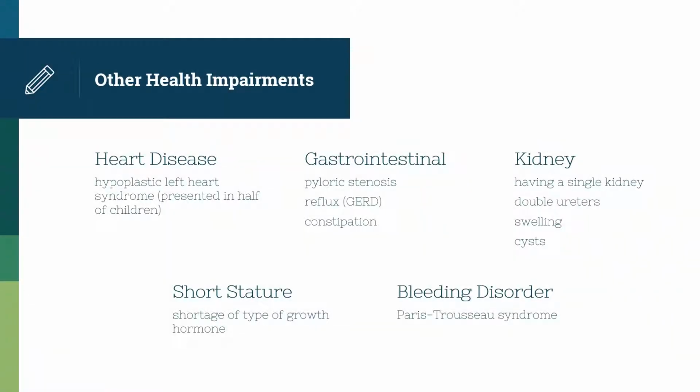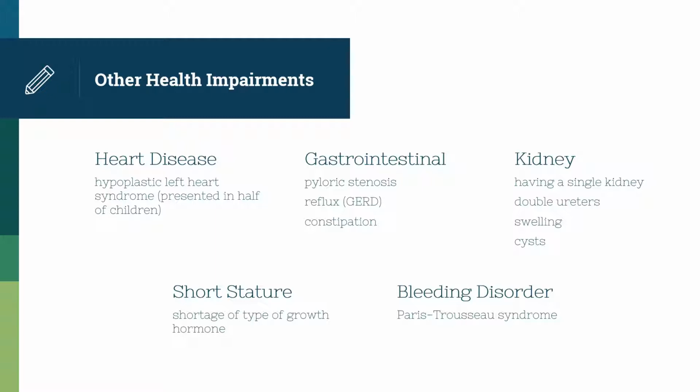Most individuals with Jacobsen syndrome also have co-occurring health impairments. Heart disease, known as hypoplastic left heart syndrome, presents in half of children with Jacobsen syndrome. This is where the chambers and valves on the left side are severely underdeveloped. Many also have gastrointestinal difficulties. Pyloric stenosis causes an infant to forcibly vomit. This occurs as a result of a blockage between the stomach and intestines, which may require corrective surgery.